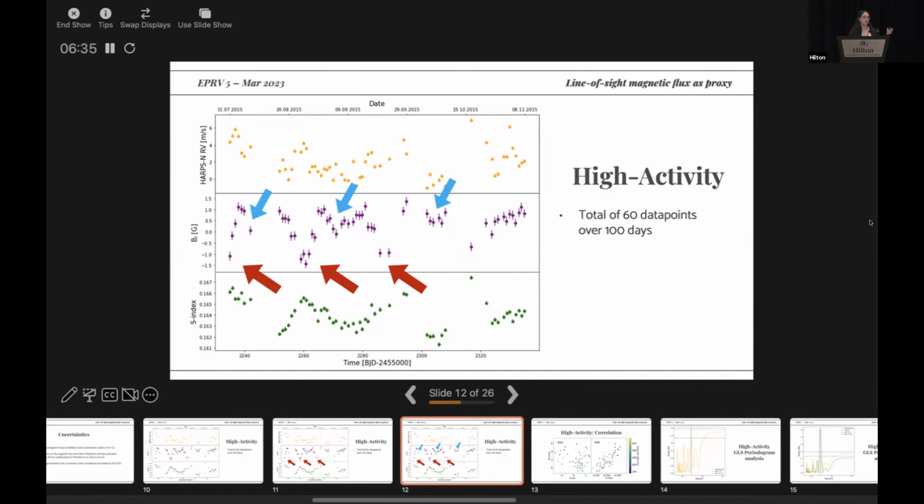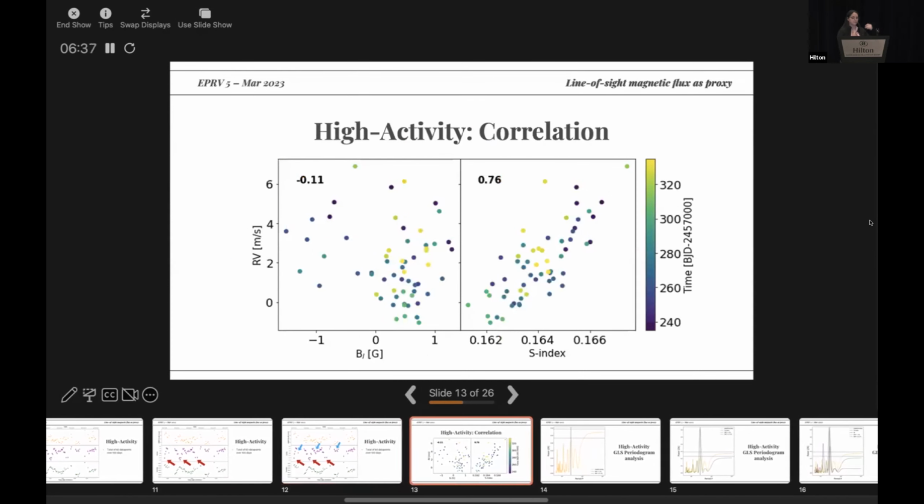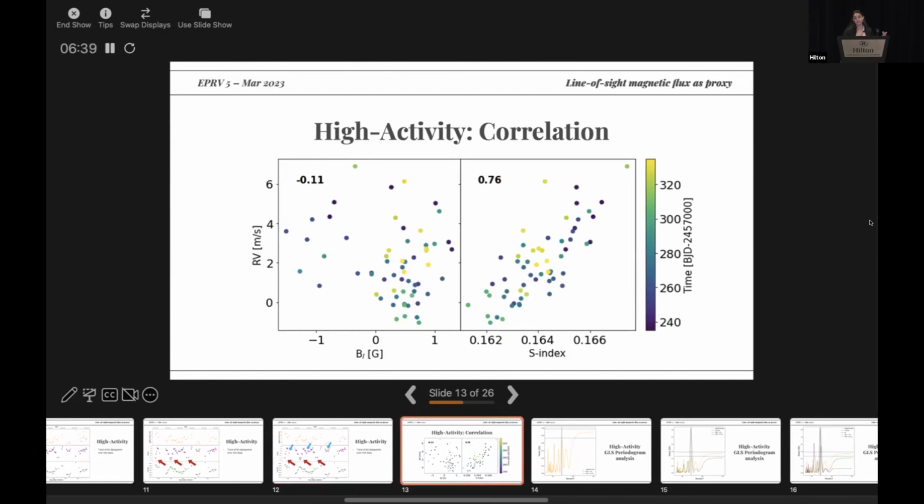And let's start by checking the correlation. As expected, the longitudinal magnetic flux doesn't really correlate. The S index correlates really well. Next step is periodogram analysis.